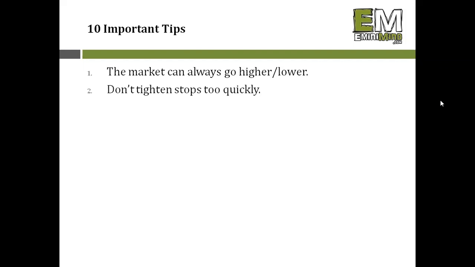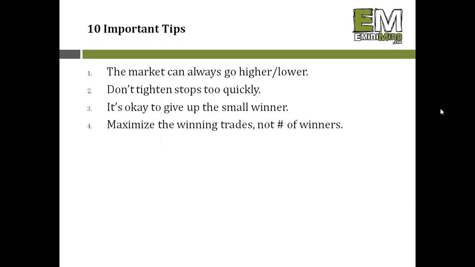It's also important not to tighten stops too quickly. We've talked about with the ES especially, you can get kicked out of a trade and then it rips. So if you can be patient at the start, it's going to do a lot of benefit for the long run. It's okay to give up the small winner to get to that big winner. I find that it's more important to maximize the winning trades, like the amount per trade and not necessarily the number of winners. I'd rather trade less and milk that trade versus trying to trade more, because as you trade more, you take on more risk, and then over the long run, it can hurt you.